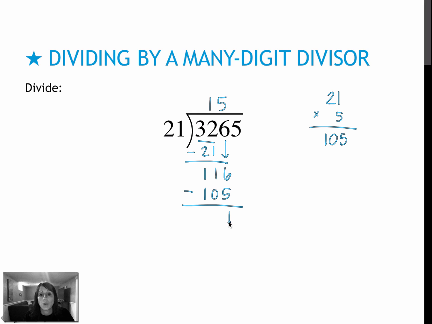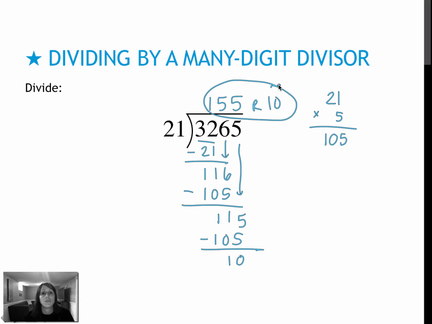6 minus 5 is 1. 1 minus 0 is 1. Those cancel. And bring down my final value of 5. And again, it looks like I'm going to be using that 5 again because 5 times 21 was 105. And so when I subtract 105, I'm left with 10, and that is my remainder. So 155, remainder 10.